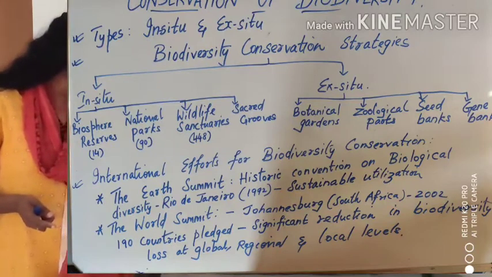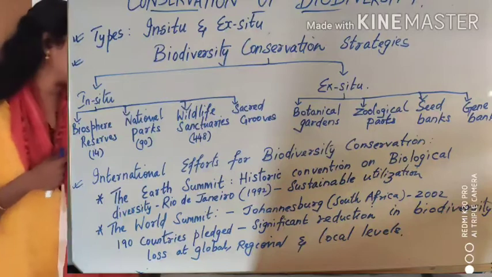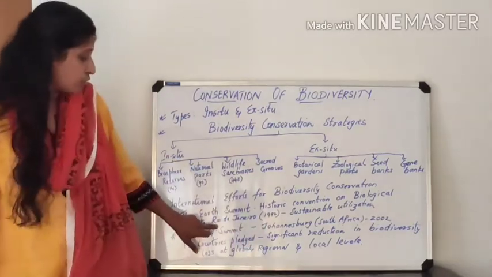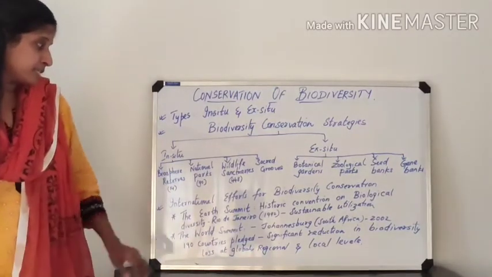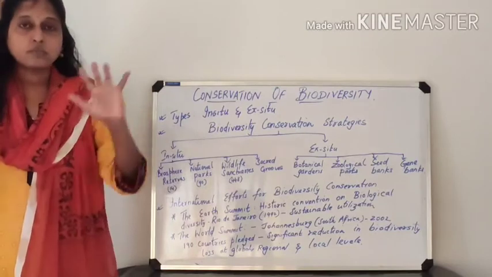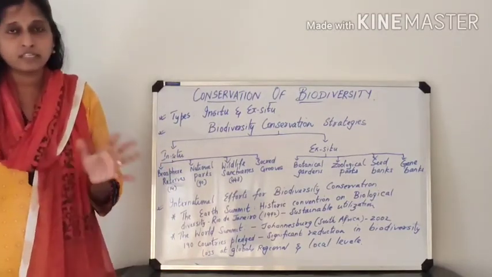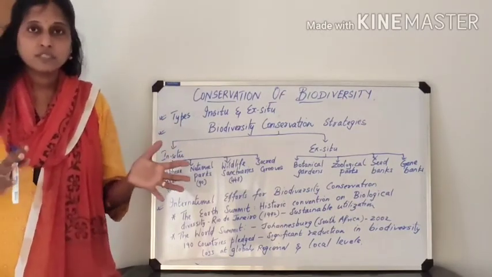The first one is the Earth Summit. The Earth Summit was held in 1992 in a place called Rio de Janeiro, in Brazil. It's a municipality in Brazil. There, a convention was held, all different countries joined, and they were signing a treaty. They said that we will do this, we will do that for conserving nature.